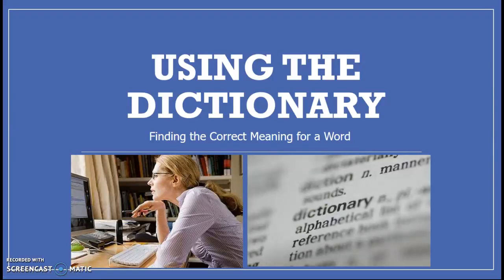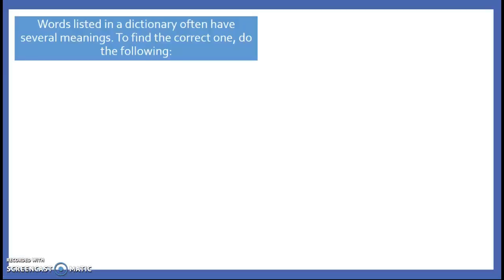Using the dictionary, finding the correct meaning for a word. Words listed in a dictionary often have several meanings. To find the correct one, do the following. First, identify the part of speech in the sentence of the word that you're looking at. For example, noun, verb, adjective, or adverb.